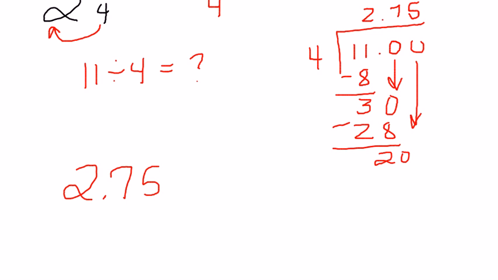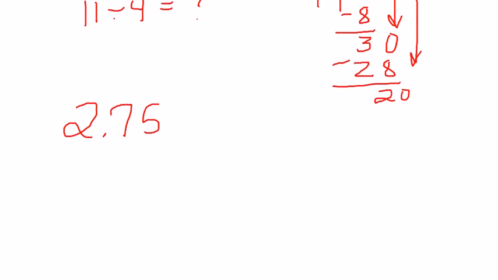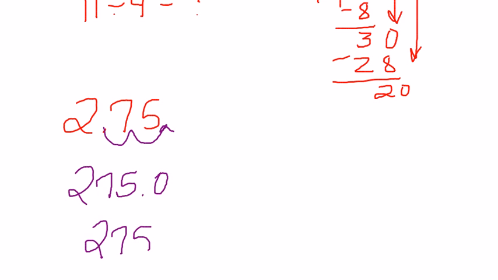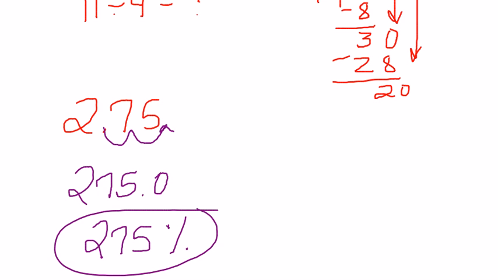Now I need to change my decimal answer, 2.75, to a percent by using those steps we talked about previously. When we change a decimal to a percent, we will move our decimal 2 places to the right, 1, 2. And we now have 275.0, which is the same thing as 275 with our percent sign, and 275%.